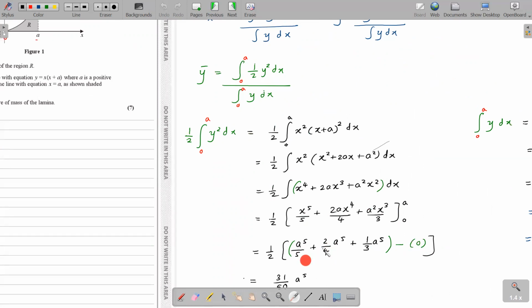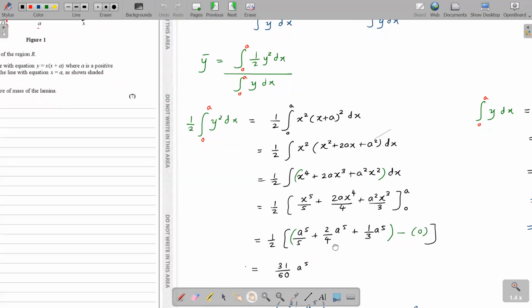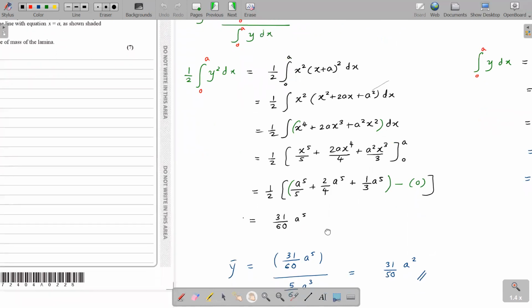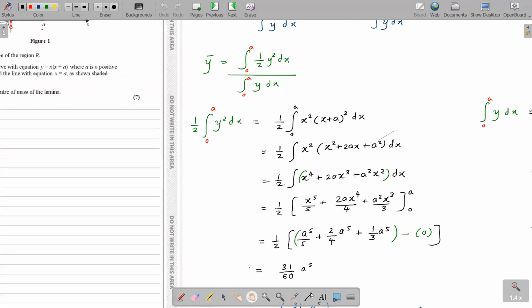1 over 5 plus 2 over 4 plus 1 over 3, and you can add them, and you can get the y bar coordinate. So this is basically not the y bar coordinate. This is basically the numerator, right guys? Because you can see here I was working on the numerator of y bar. Okay, I was working on the numerator of y bar.